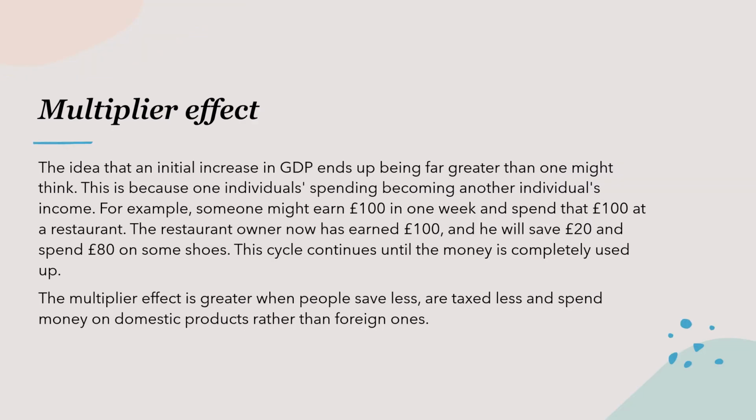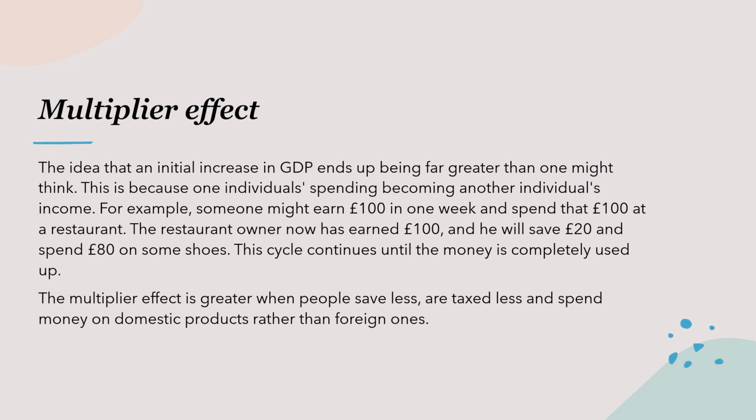So there are a couple of economic theories that you need to know. One of these is the multiplier effect, and this is the idea that an initial increase in GDP is actually far greater than just that initial injection. And this is because one individual's spending becomes another individual's income. So if one person earns £100 in a week and spends it all at a restaurant, that £100 now becomes the restaurant owner's money. And then they use that money and spend it on some shoes, let's say, then the money becomes the owner of the shoe shop's money. And this cycle continues until all the money is used up.